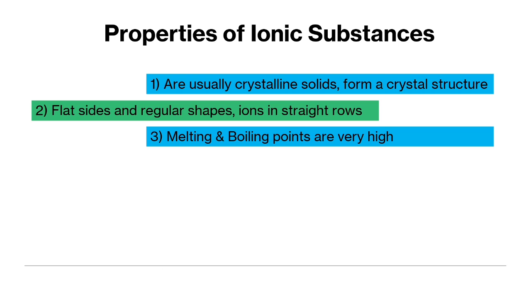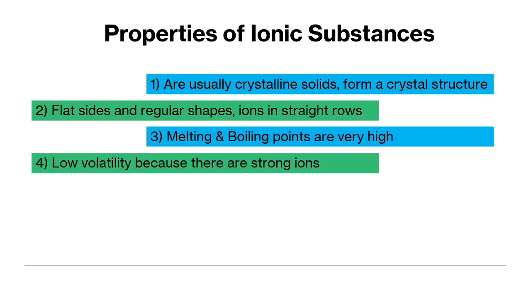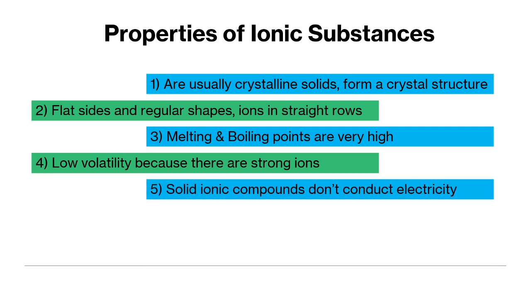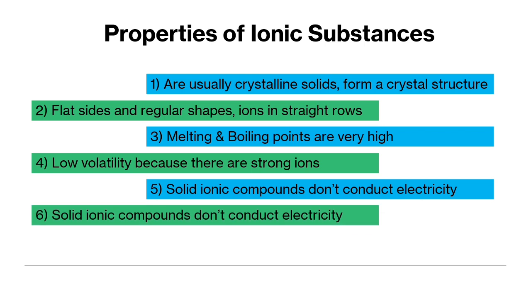Example, sodium chloride melts at 808 degrees Celsius and boils at 1465 degrees Celsius. 4. Low volatility because there are strong ionic bonds between the ions. 5. Solid ionic compounds don't conduct electricity because the ions can't move. There are no free charge carriers. 6. Molten or dissolved ionic compounds conduct electricity because in these situations the ions can move and carry charge, which allows current to flow.